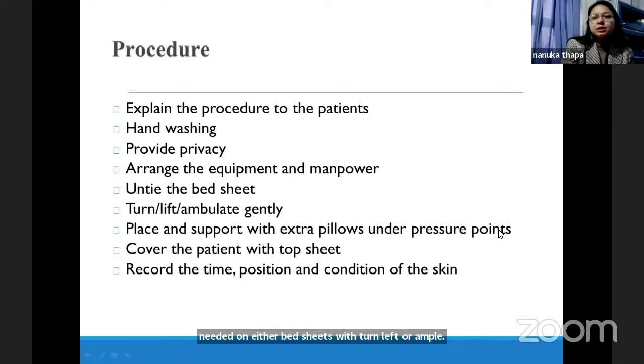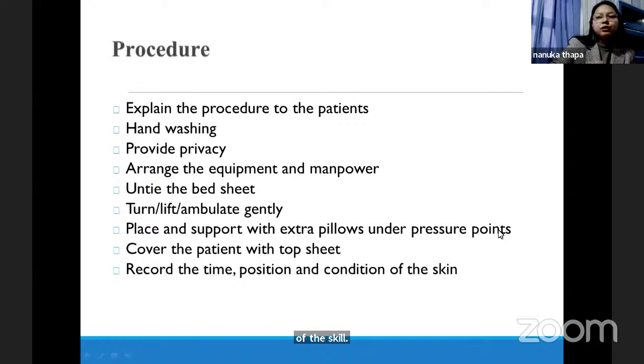We also place and support with extra pillows under the pressure points, like the shoulders, the knee point and the iliac crest regions. Then cover the patient with a top sheet, and also we should record the time, the position, and the condition of the skin. So we have to do a thorough examination of the skin condition from head to toe.